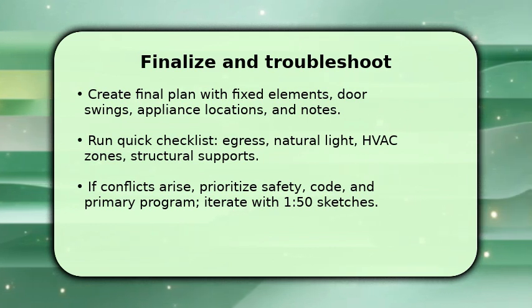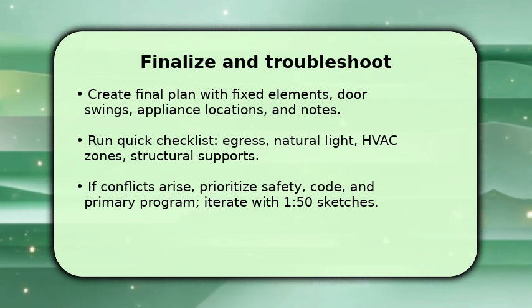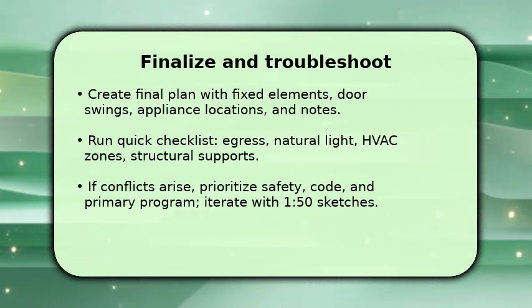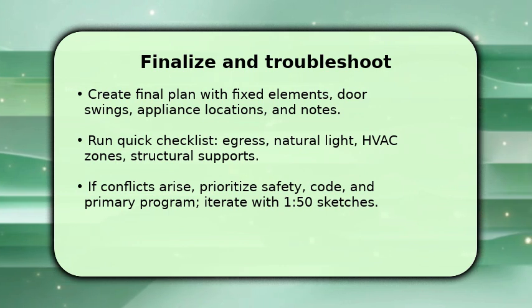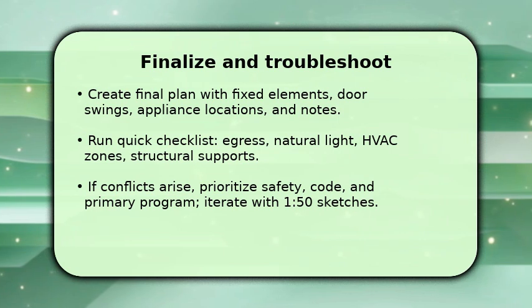Add notes for finishes and required clearances. Once done, run a checklist for egress, daylight, HVAC zoning, and structural supports to confirm feasibility. If you find conflicts, overlapping clearances, or blocked egress, resolve by prioritizing safety and code, then redraw at a smaller scale like 1 to 50 for quick iterations.